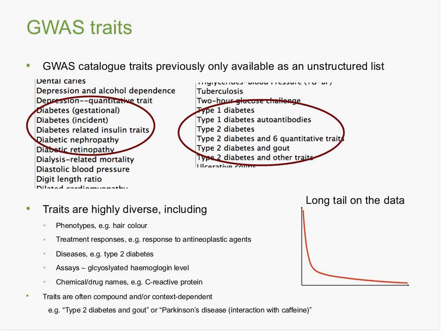We also know that there's a long tail in the data, so that we see the same thing again and again. There are many more studies about diabetes and Parkinson's disease interaction with caffeine. And so we wanted to be able to reuse some of the annotation structures we already had to make sure that we could make those data readily available for query.